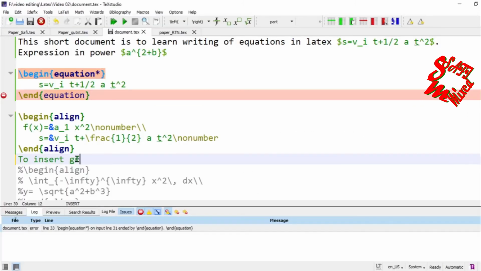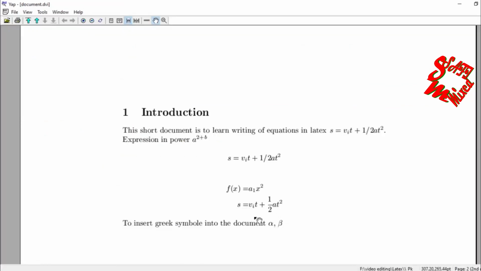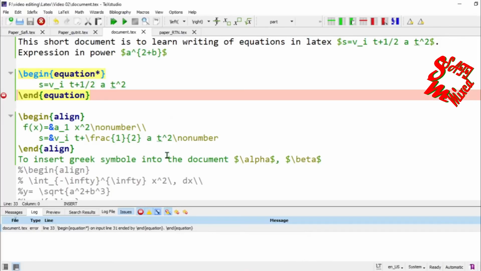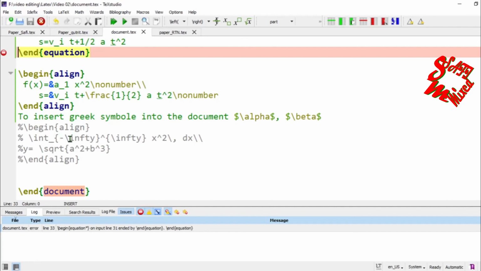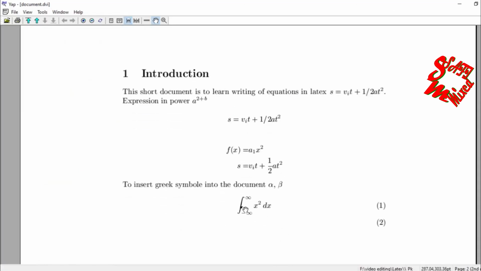To insert a Greek symbol into the document, you just need to put a backslash and write the name of the symbol. For example, here I want to write alpha, and then I want to write beta. If I build the document, alpha and beta are inserted. The same you can do within the align environment or equation environment. Similarly, the integral sign with limits is inserted by writing backslash int and then the underscore, writing the limit inside the curly brackets, then the power sign and writing infinity, and writing the limit inside the curly brackets. If I remove the percent sign, you will see the integral is generated.